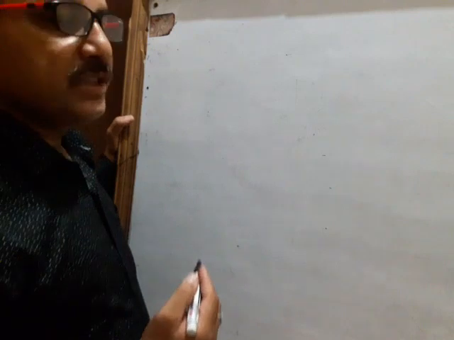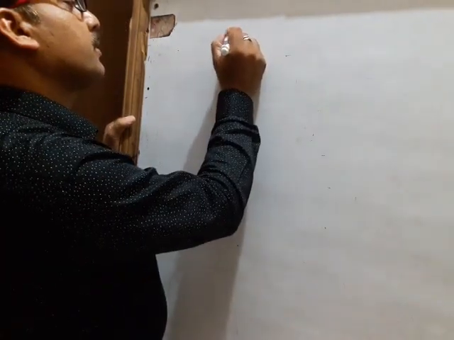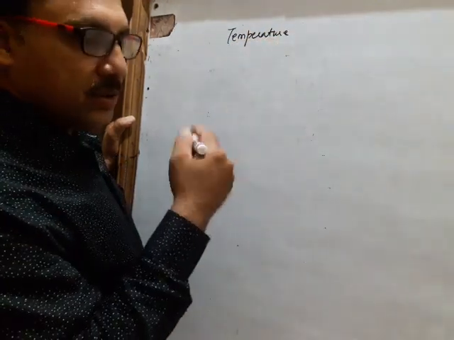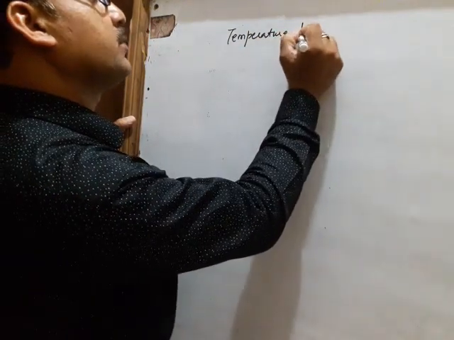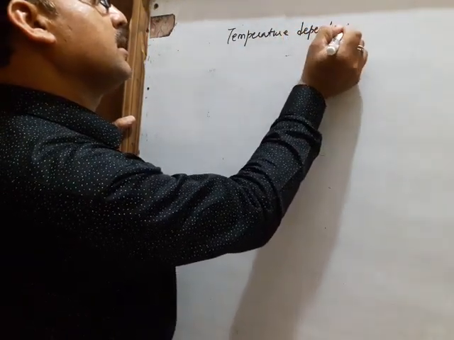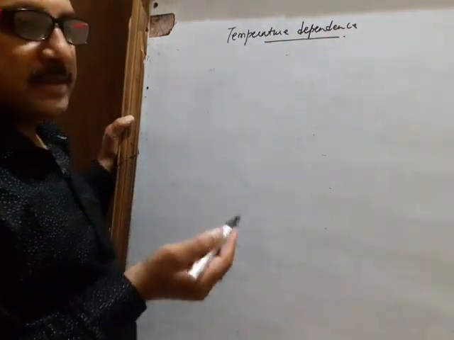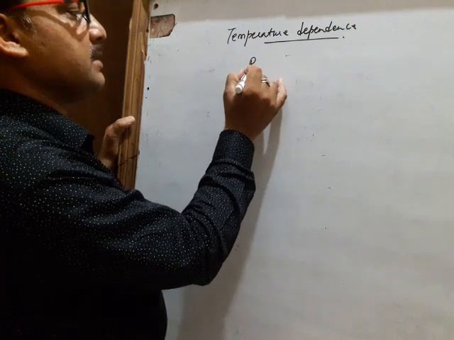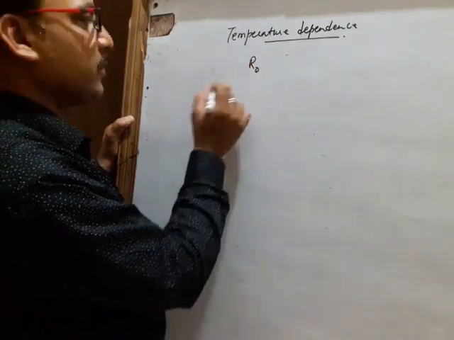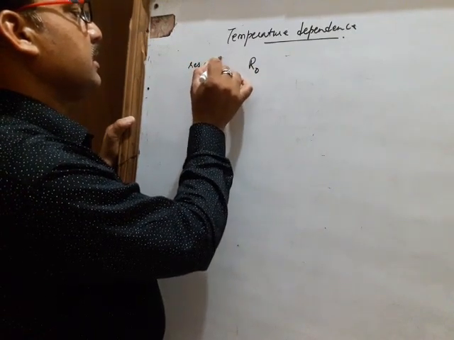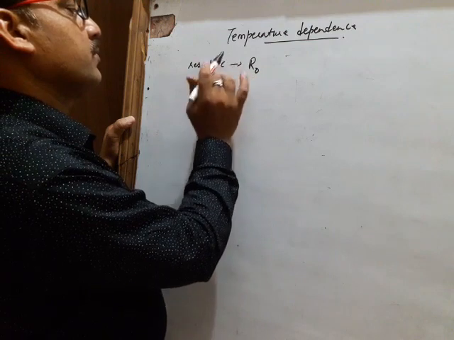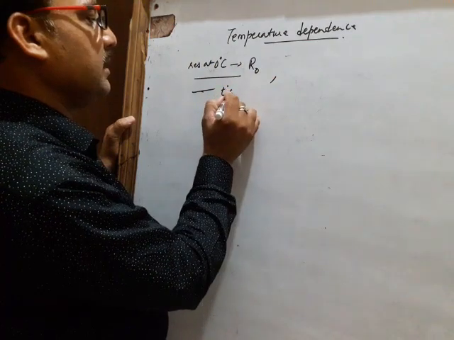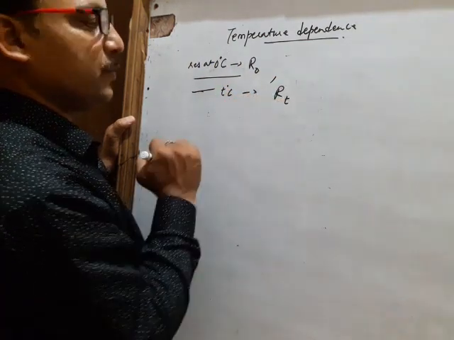Now temperature dependence. If I talk about temperature dependence, these are small formulas, small relations which you will find in the numericals. So temperature dependence of resistance. If I say the resistance of a conductor at 0 degree Celsius is R0. Suppose the resistance at 0 degree Celsius is R0. Okay. Resistance at T degree, this is RT.